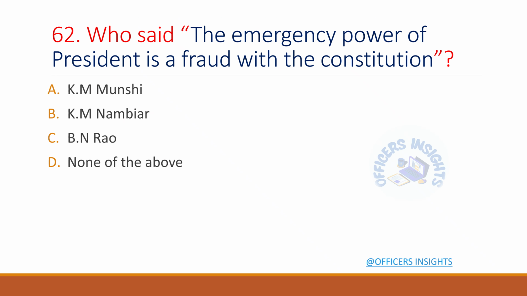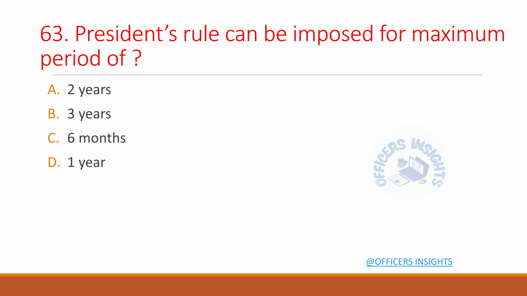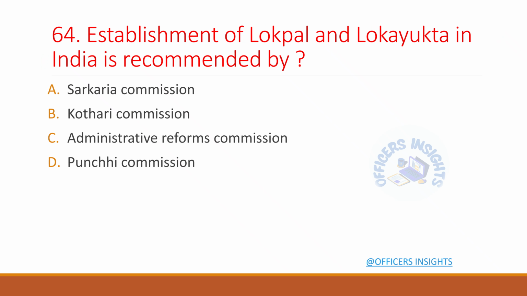Who said the emergency power of President is a fraud with the Constitution? Correct answer is option B, K.M. Nambiar. President's rule can be imposed for maximum period of. Correct answer is option B, 3 years.